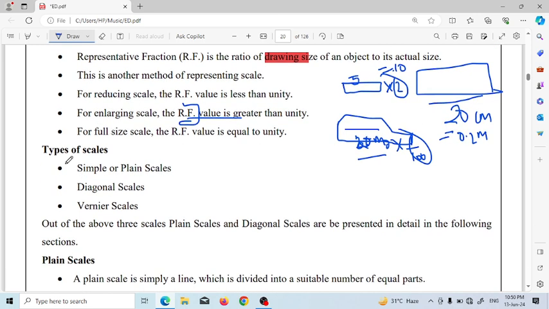Next, what are the types of scale? Scales are of types simple or plain scale, diagonal scale, and vernier scale.